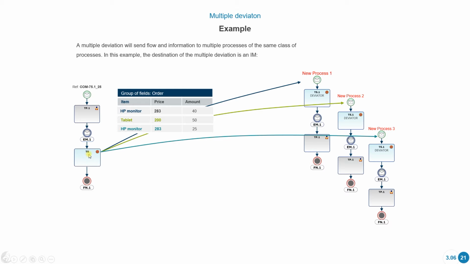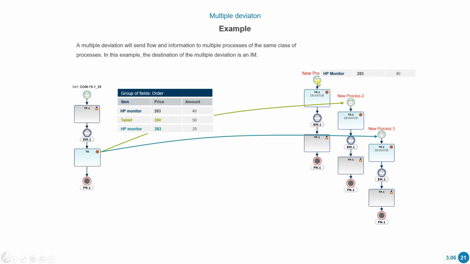The system task evaluates the group of fields. How many lines do I have? 3. Well, then I have to create 3 processes. 10. Then I have to create 10 processes. So we have to remember that a multiple deviation is always based on lines of a group of fields. So in this scenario, it's a 1 to n relationship. One source, n destinations.